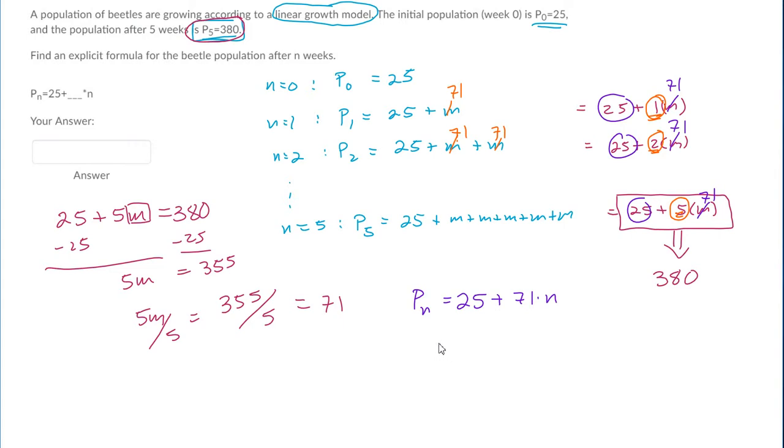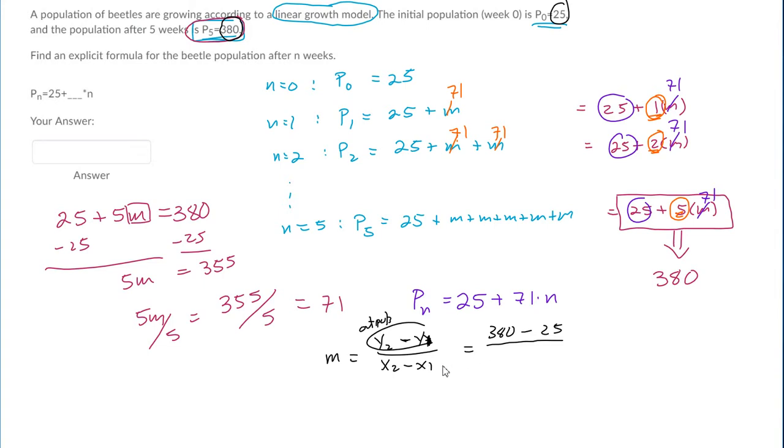Now, is there another way to get the 71? There is. Another way we can do this is as follows. We can also say that the slope is equal to, you might have seen this equation before, change in the y, y2 minus y1 over x2 minus x1. In this case, the y's are the outputs, in this case the population. So I know the population is 380 at the later time, and the population is 25 at the earlier time. So that's the change in the y's.